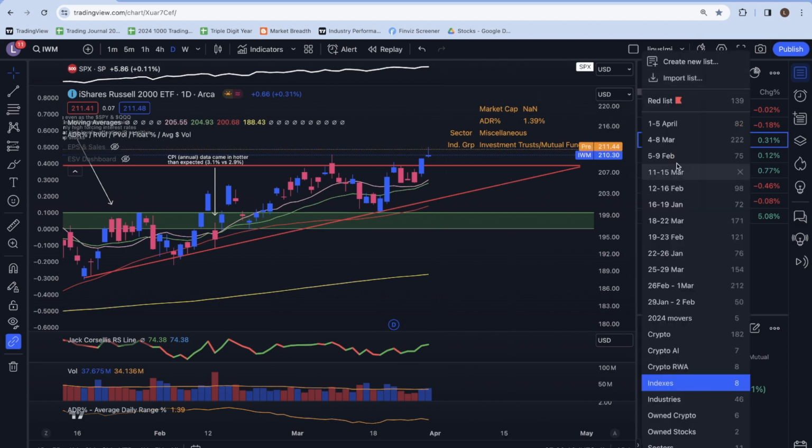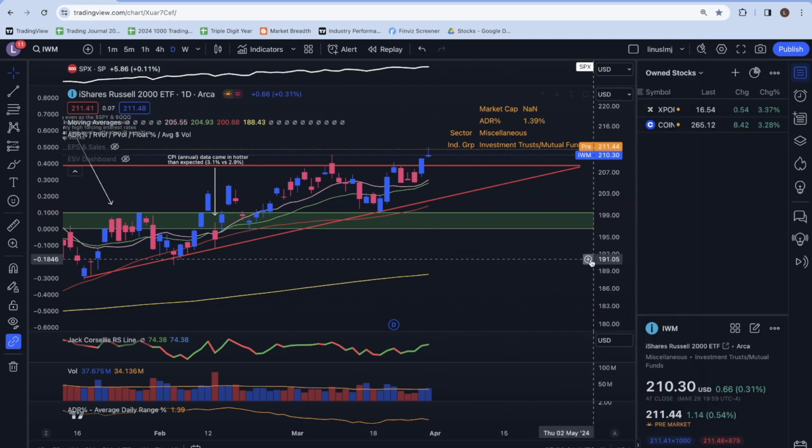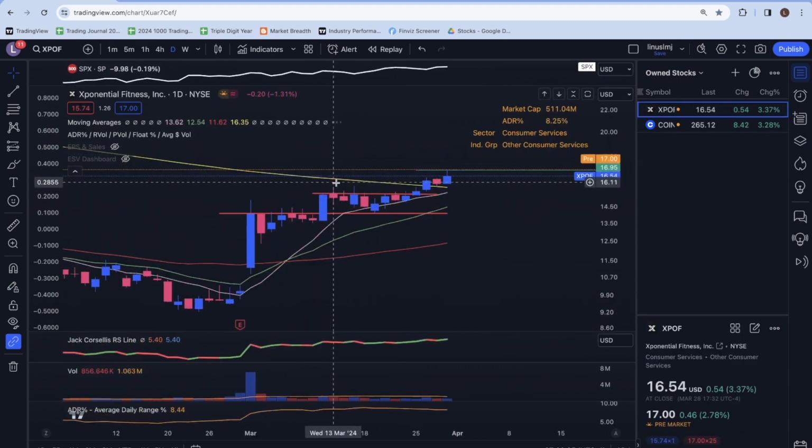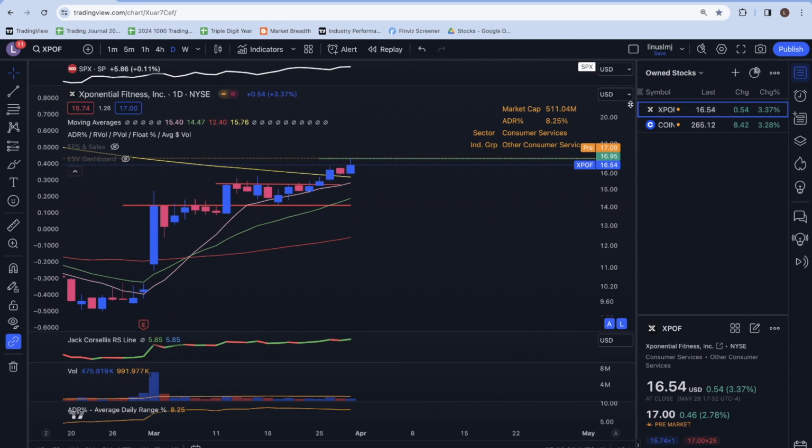Now let's take a look at the stocks that I currently own. So the first one is XPOF, right? Before I talk about the individual stocks, you'll notice that I currently have only 2 positions in my portfolio. The reason being is because the market has also been a bit more choppy. So I actually got stopped out of a couple of names on Thursday, right?